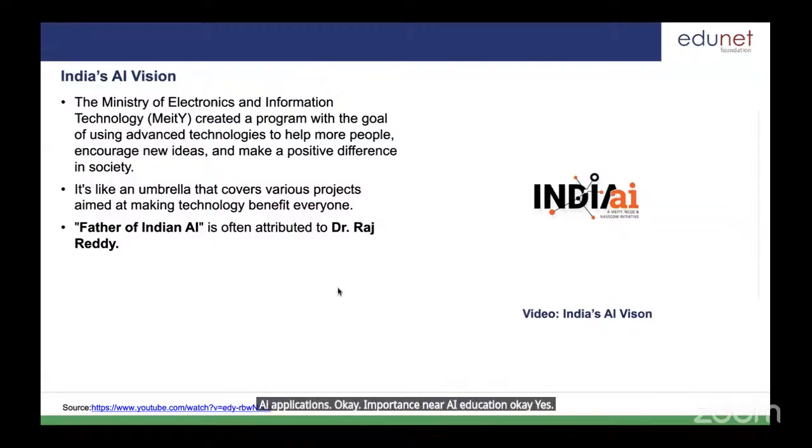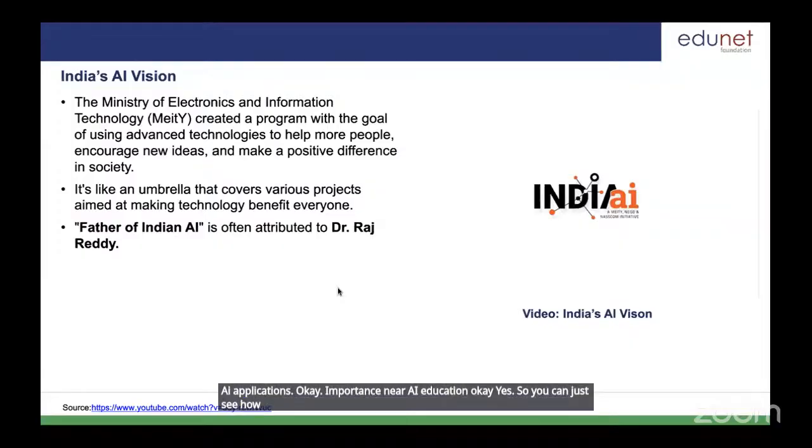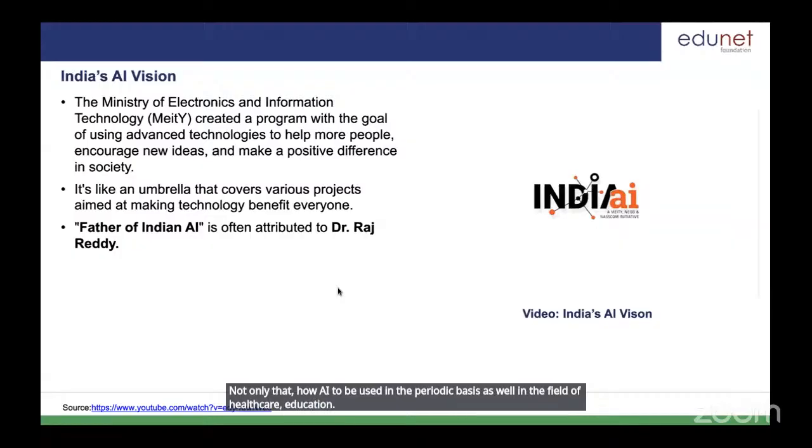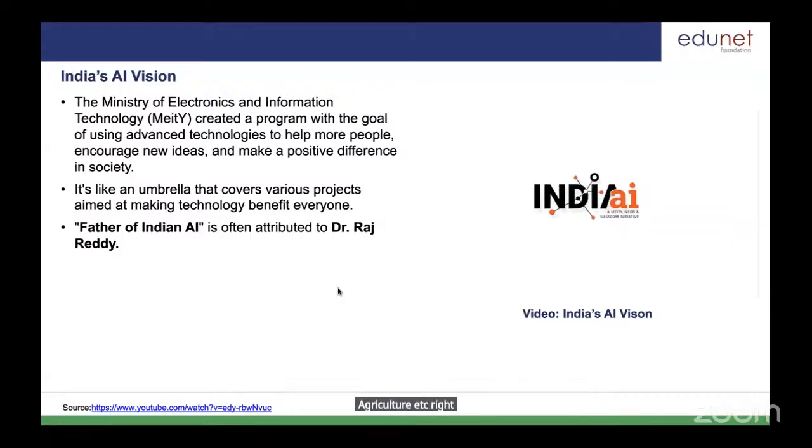So you can just see how exactly it was started, right? The main vision of India behind this artificial intelligence: you can see how our honorable Prime Minister is addressing artificial intelligence, and how it dominates the industry, right? Not only that, how AI is to be used on a priority basis in the fields of healthcare, education, agriculture, etc. Not only that, India ranked third in the world in AI research. So these are the things we have understood from that video.